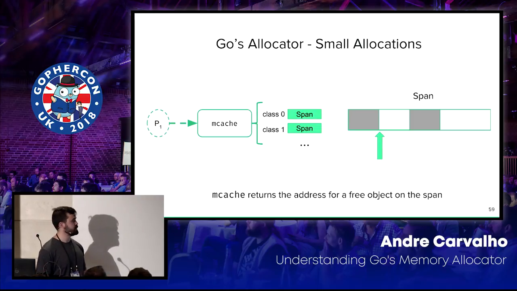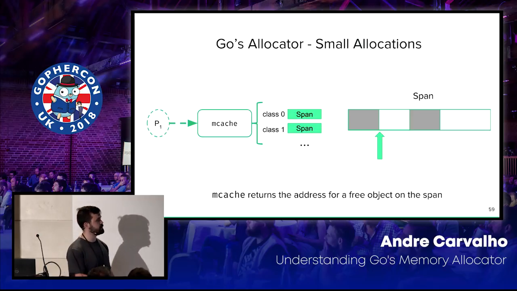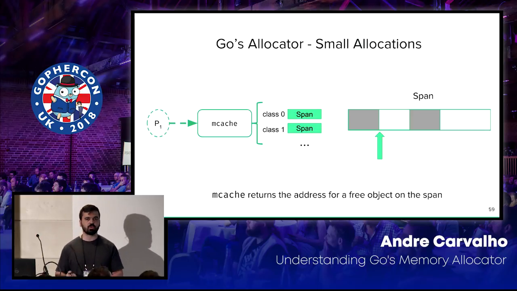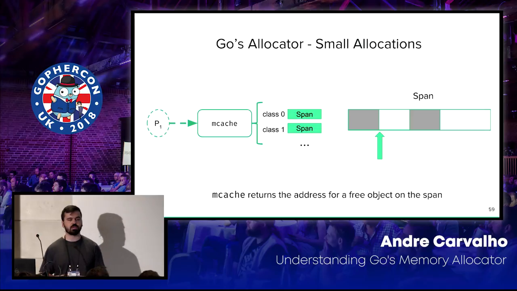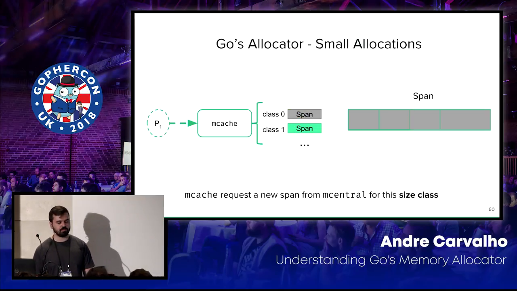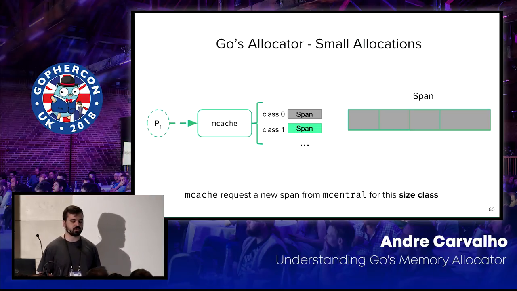So when doing a small allocation, the mcache is going to look for the corresponding span of that class, and it's going to look if there is an available index to hold that allocation. If there is, this address is returned to the application. The application is going to use that slot. But if the span is completely filled, it's going to request a new span from the mcentral, which is the central free list for that class.